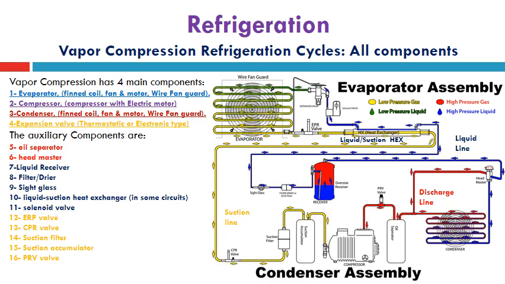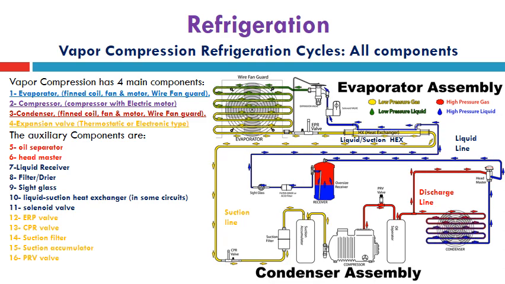Number 14, suction filter. It's recommended to install a suction filter to remove any foreign materials which may be going through the cycle and entering the compressor with the refrigerant, such as dust or any particles of material left during welding and the like.